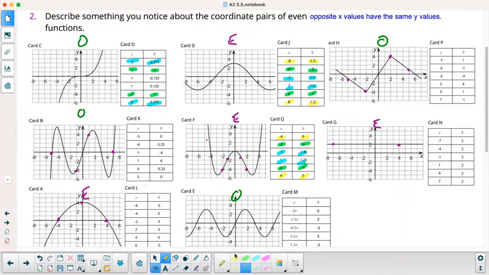Let's go to another odd function. Opposite x's, 5 and -5. Opposite y's. Now that's a little tricky because they're both 0, but -0 and 0 is the same. -4 and 4, 5.25, -5.25. Same thing here, -1 and 1. Those are opposite y's. So you kind of see it there in the graph.